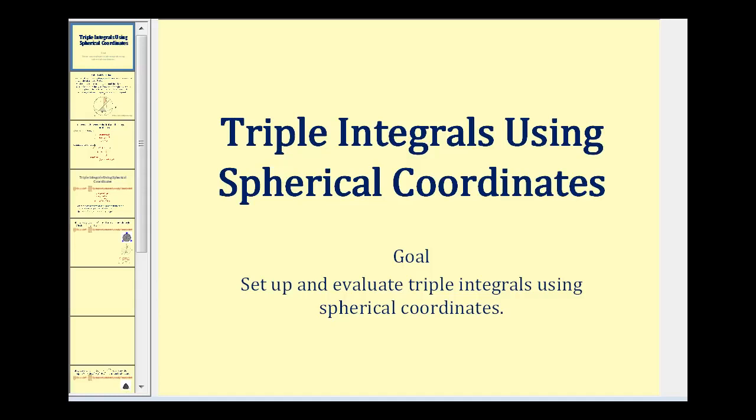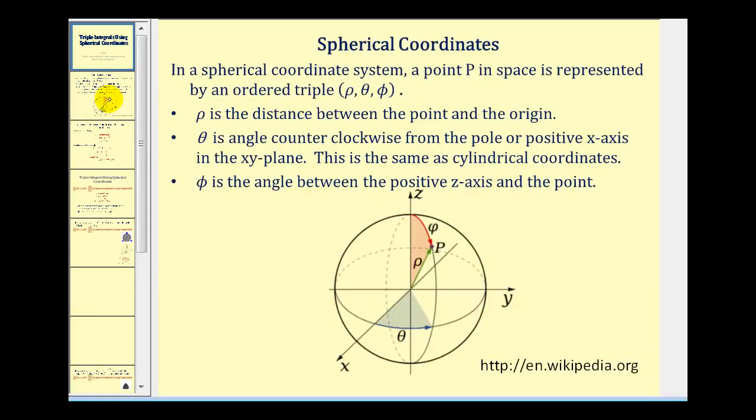Welcome to a lesson on triple integrals using spherical coordinates. In a spherical coordinate system, a point P in space is represented by an ordered triple rho, theta, phi, where rho is the distance between the point and the origin, as we see here in green. Theta is the angle counterclockwise from the pole or positive x-axis in the xy plane, here in blue, and then phi is the angle between the positive z-axis and the point, as we see here in red.